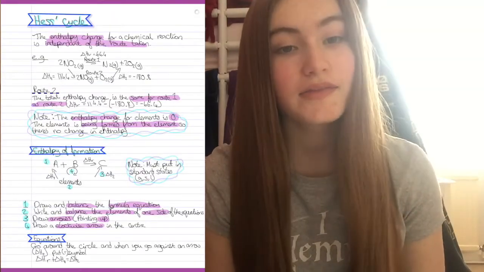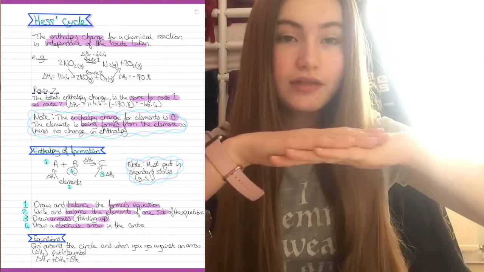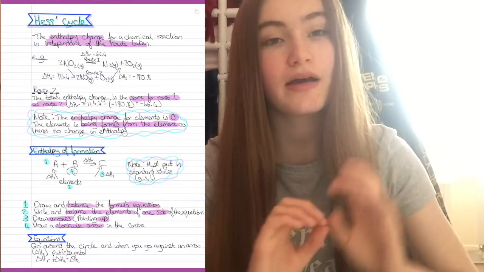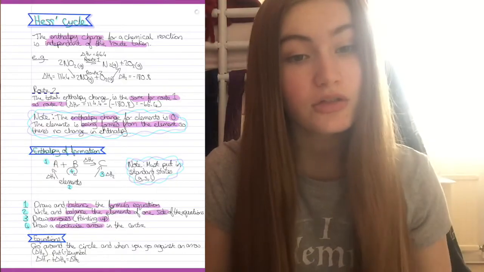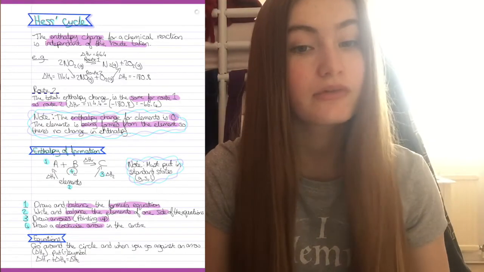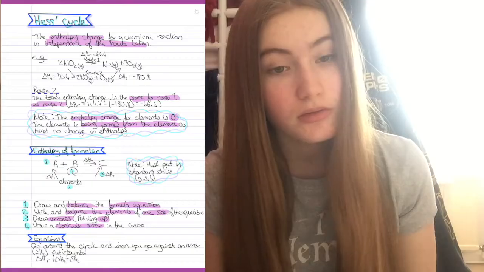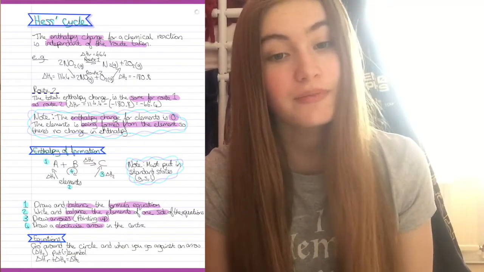Hess's cycle: the enthalpy change for a chemical reaction is independent of the route taken. So you could have the actual equation, and then below it you have another route which is independent of the actual route it takes. Route 2: the total enthalpy change is the same for route 1 as route 2. Note the enthalpy change for elements is 0. The element is being formed from the element, so there's no change in enthalpy.